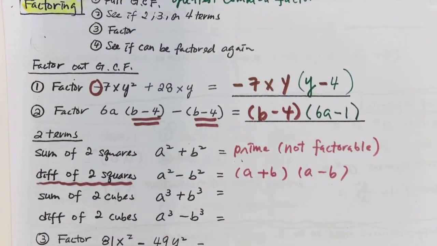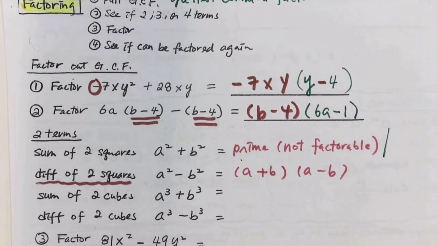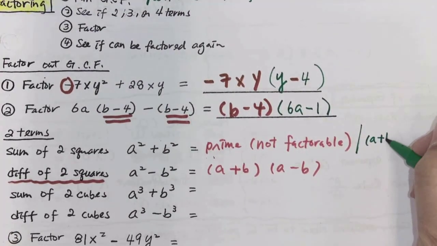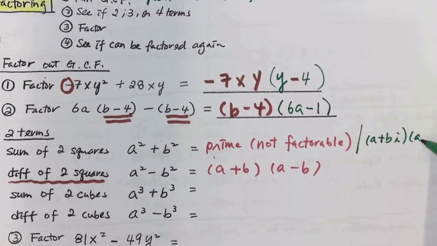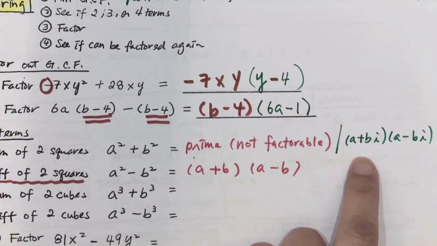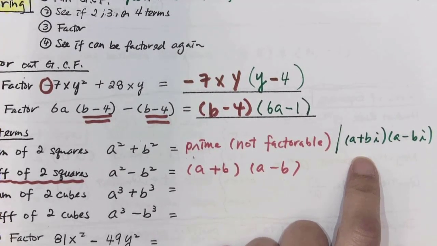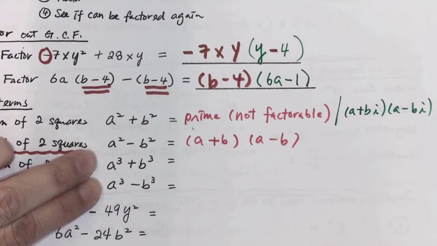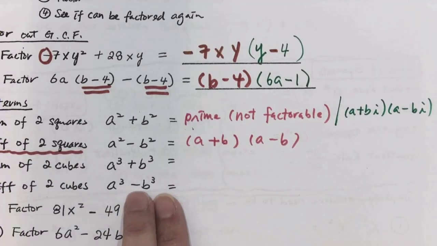It is factorable with imaginary numbers. So if you try to factor this with imaginary numbers, it would be (a plus bi) times (a minus bi). And I imagine you guys probably don't need that, because business math is more realistic kind of numbers, so I don't think they will do imaginary numbers very much. Okay, the last two are slightly more complex, with the cube.